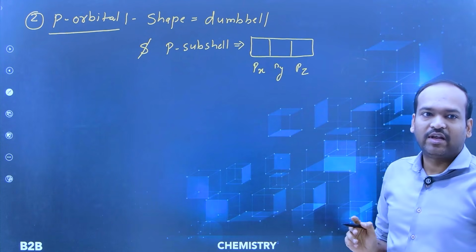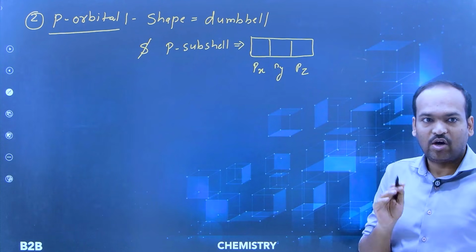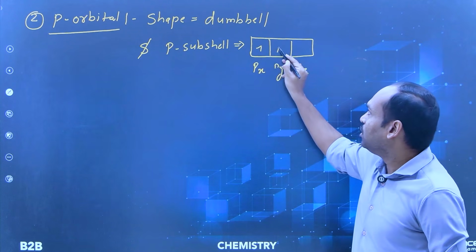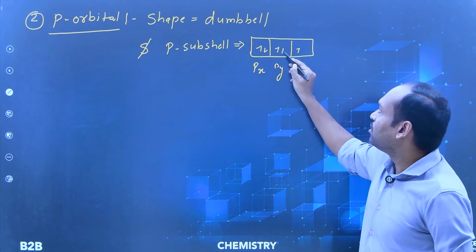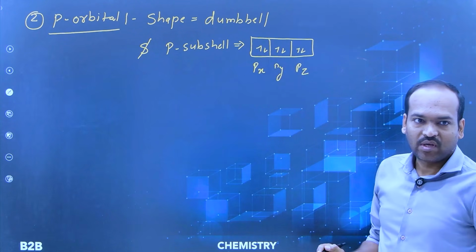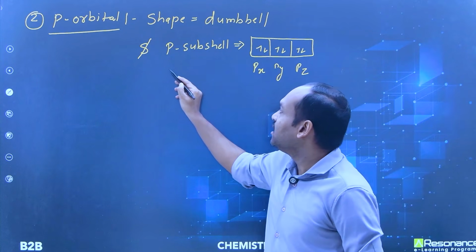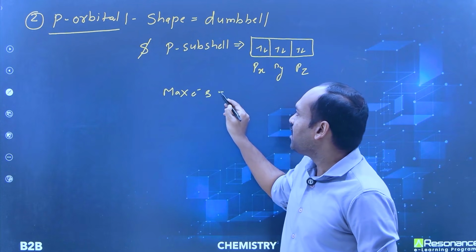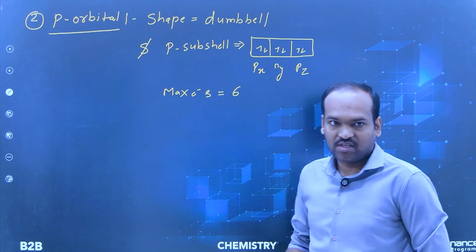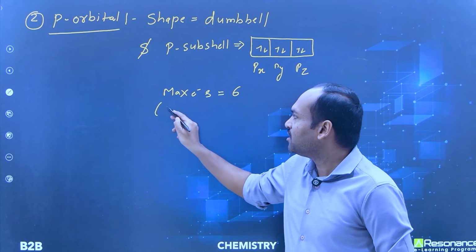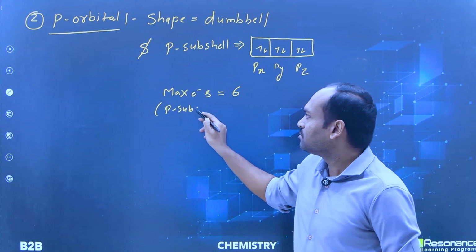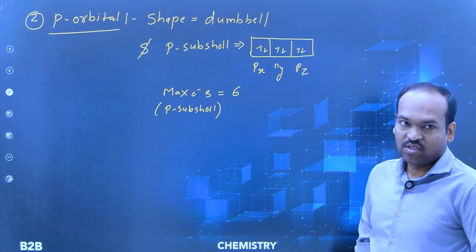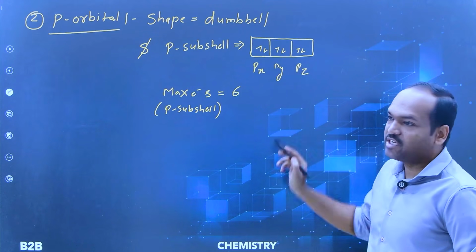Can you tell me the maximum capacity of p? How many electrons can fit inside? Maximum 6. You can write 1, 2, 3, 4, 5, 6. So 6 electrons is the maximum in the p subshell. How many orbitals? 3 orbitals: px, py, pz.